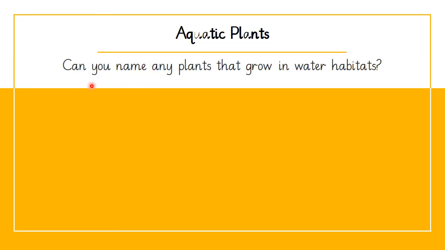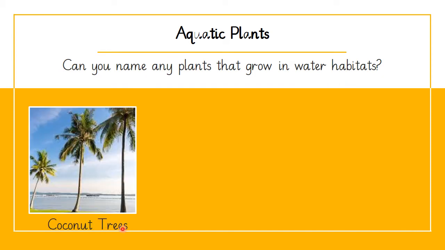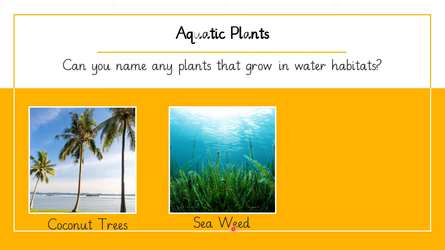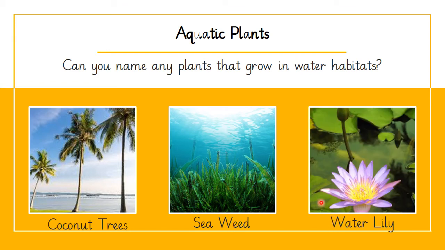Can you name some plants that grow in water habitats? These are coconut trees, seaweed, and water lily. All of these plants grow in water habitats and hence they are called aquatic plants.